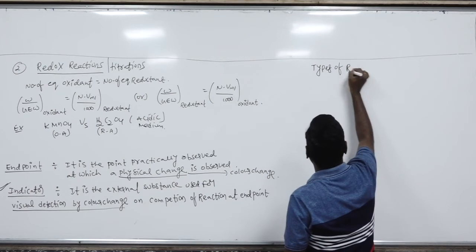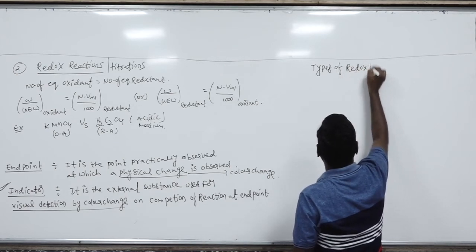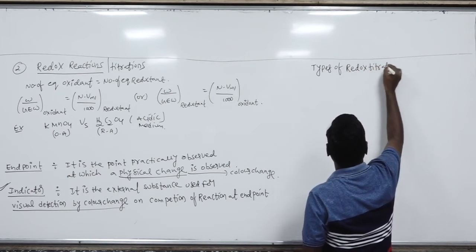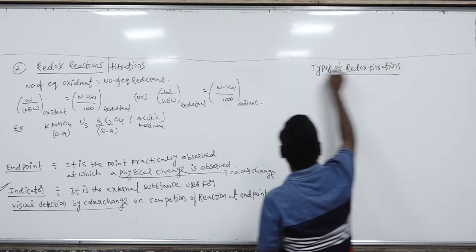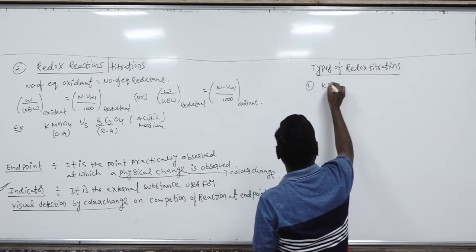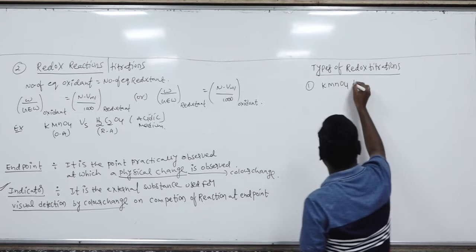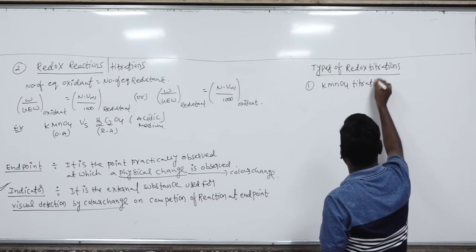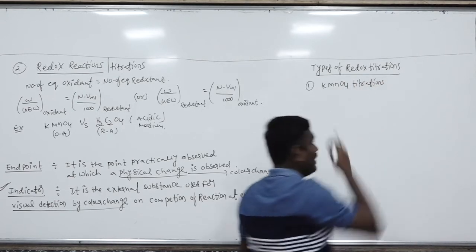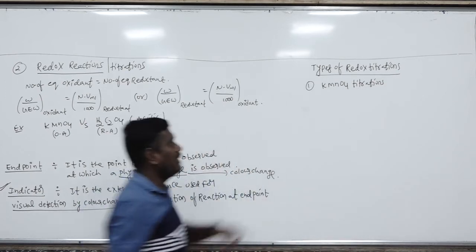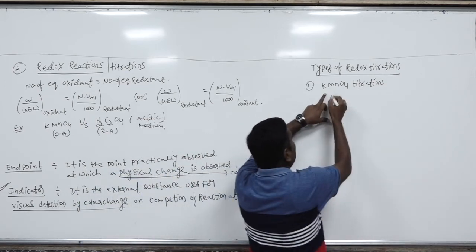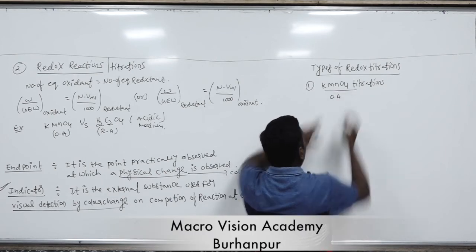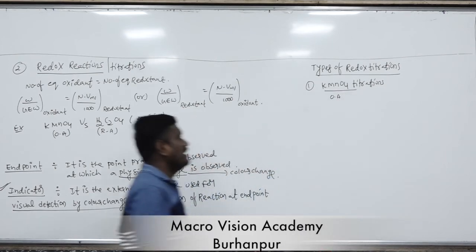Types of redox titrations. Let's suppose potassium permanganate titrations. Potassium permanganate titrations. Potassium permanganate is an important oxidizing agent. Yes or no? Potassium permanganate is an important oxidizing agent.